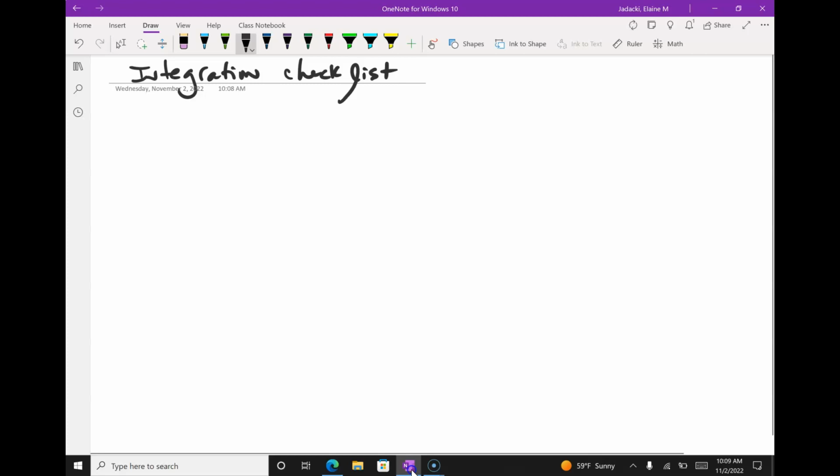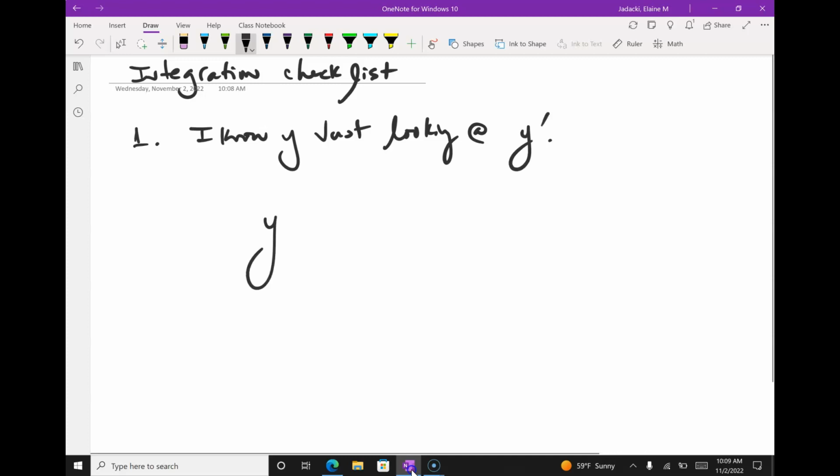So our first step was, I know y just looking at y prime. Right, so y prime is 1 over 2 square roots of x. Gives me y equals what? Square root of x plus that constant of integration.